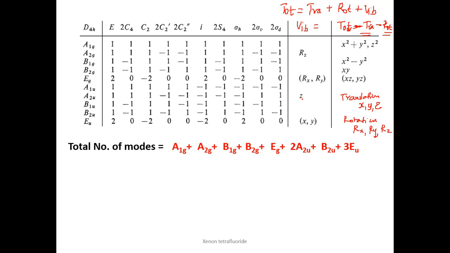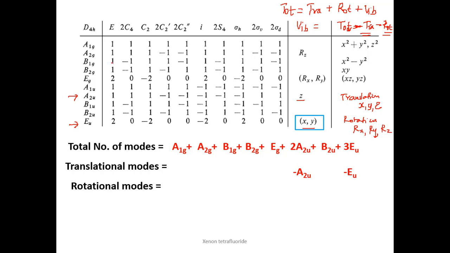Now in the character table look where you find x, y and z. Here you find x, y, here you find z. Opposite z, what do you find? You find A2U. Opposite x, y, what do you find? You find EU. Now you have to subtract A2U and EU from the total number of modes. A2U and EU represent the translation mode. Because you find z, A2U represents the translation mode. Because you find x and y, EU represents the translation mode. Both are reduced.